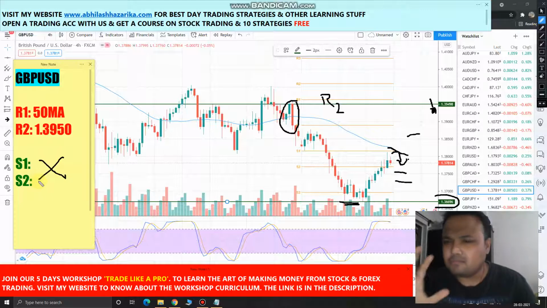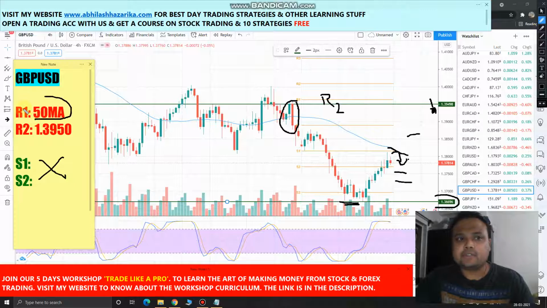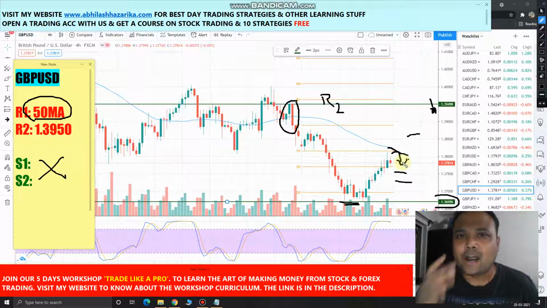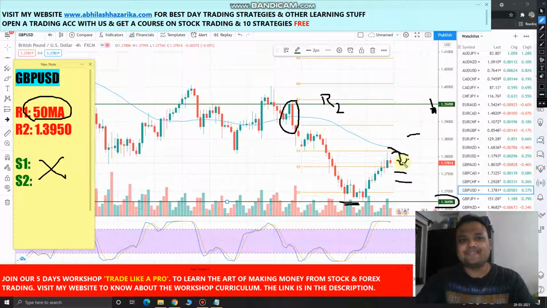The chart is pretty complicated, except this 50 moving average. Okay, if it gets resistance and reverses from there, then it's a clean trade. Otherwise, just avoid GBP USD for 29th March 2021. That's my request. There are many currency pairs available where you can trade. You should not be risking your hard-earned money in a complicated chart like this.